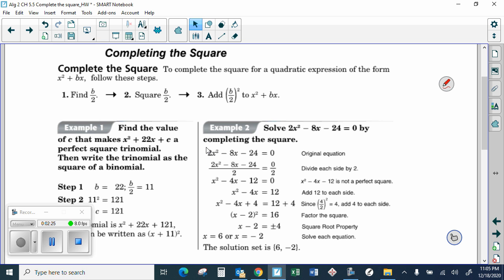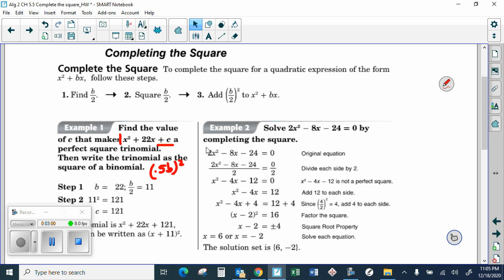Find the value of c that makes x squared plus 22x plus c a perfect square trinomial. Remember when I did it in geometry class, when we found c, we always said plus blank. And that plus blank to get that c was always 1/2 of b, or half of b squared. You should remember that from geometry. That is always going to be true when we have this coefficient of 1.